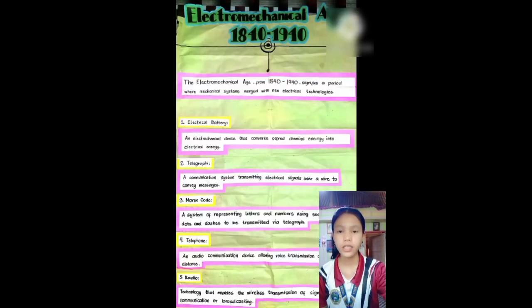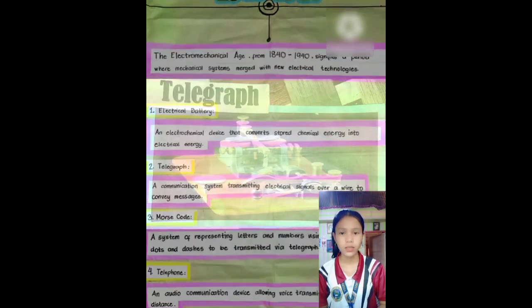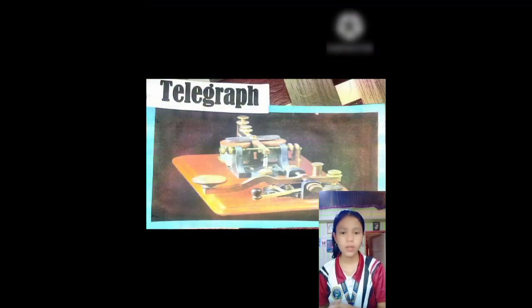Then second is the telegraph. The telegraph is a communication system transmitting electrical signals over a wire to convey messages. The telegraph emerged for communicating with others over great distances through the use of electricity. Samuel Morse developed the electromagnetic telegraph in the 1830s, leading to the establishment of long-distance communication networks.